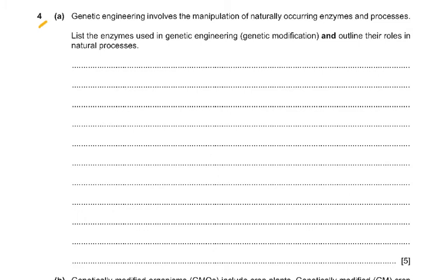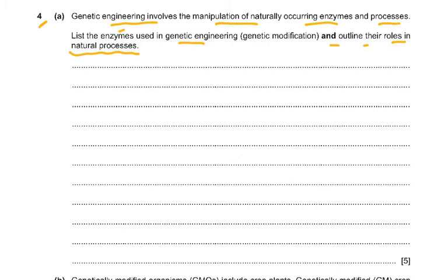Starting with question 4: genetic engineering involves the manipulation of naturally occurring enzymes and processes. List the enzymes used in genetic engineering and outline their roles in natural processes. So, which enzymes have we used? And then what were their roles in the natural processes?